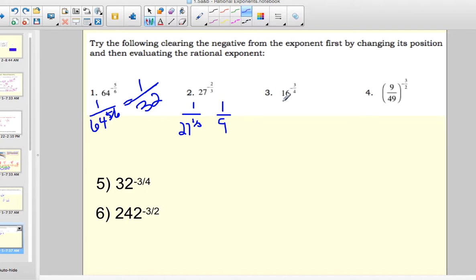All right, so here we have another negative exponent, so we're looking at 1 over 16 to the 3/4. The 4th root of 16 is 2, 2 to the 3rd is 8, so you should get 1/8.